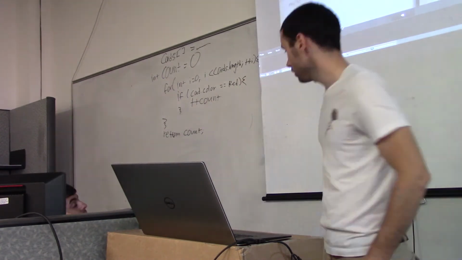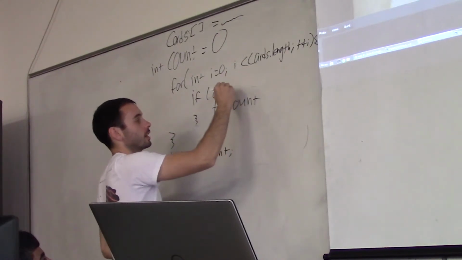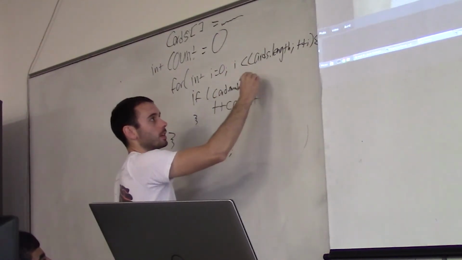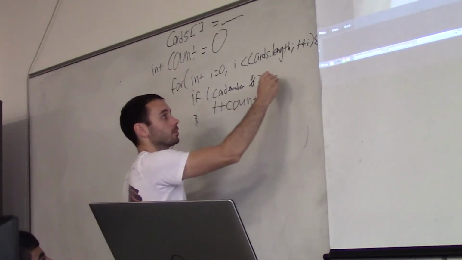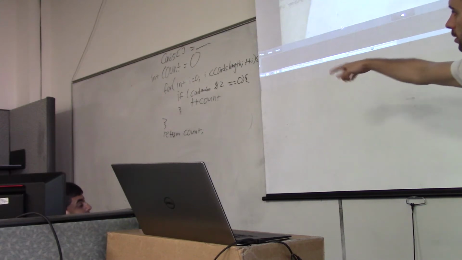We're just looking for if it's even. So how do we check if a number's even? Mod it by 2. So instead of card.color, we can say card.number % 2, and then what? We check that it equals 0. So that's how you check if a number is even. card.number mod 2 equals 0.